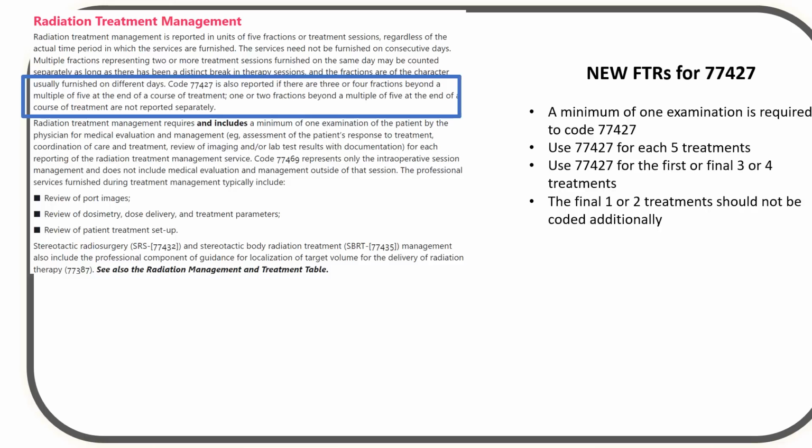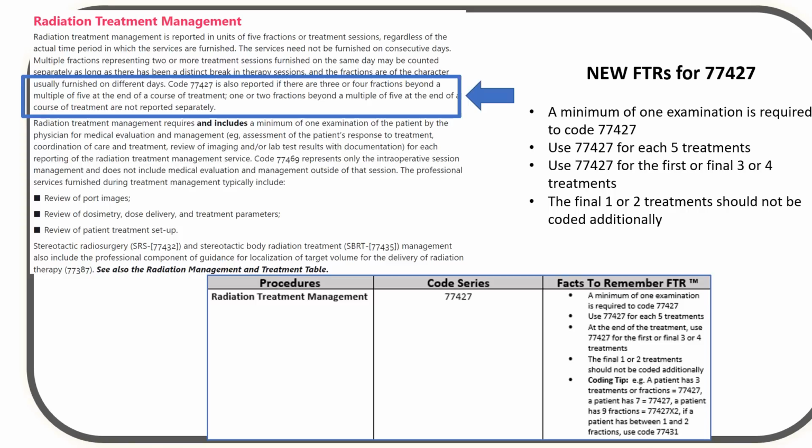Finally, the final 1 or 2 treatments should not be coded additionally. So you can't code it if you have 6 treatments; you can't code that extra one. You can only code 5. Hopefully that makes sense. These are your guidelines, your FTRs, so go ahead and update them because they are new.